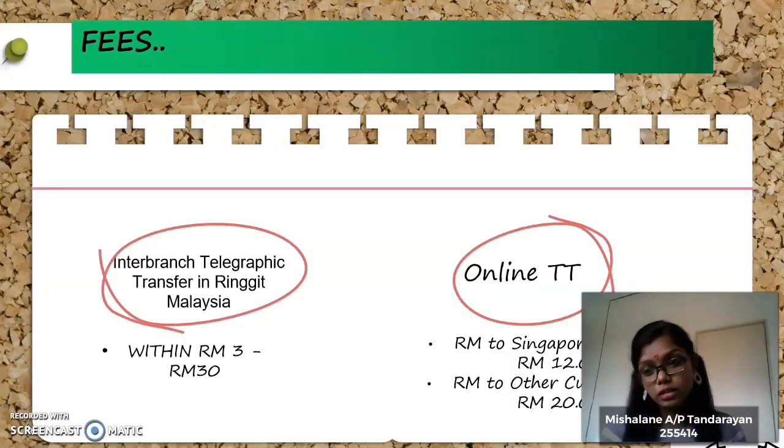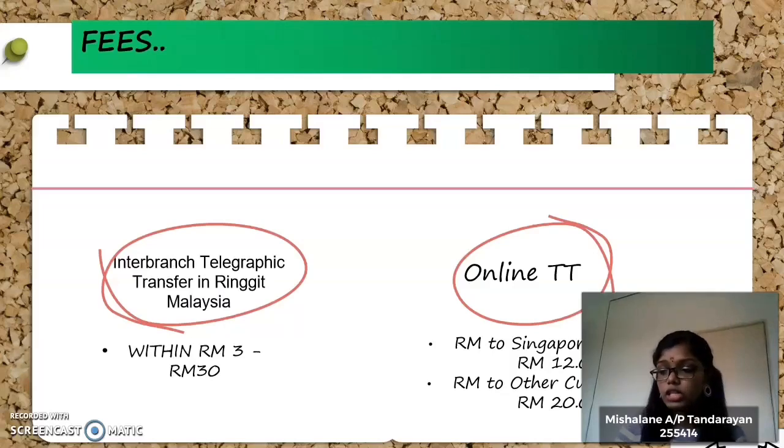Okay, the next part that I would like to explain is fees. How about the fee when you are performing a foreign telegraphic transfer via online or via branch? The fee that we pay to the banker. Okay, there are two different methods with different types of fees. First is interbranch telegraph transfer in Ringgit Malaysia or online telegraph transfer.